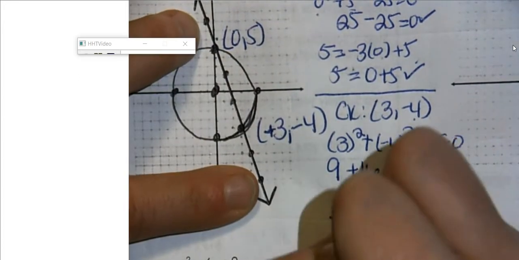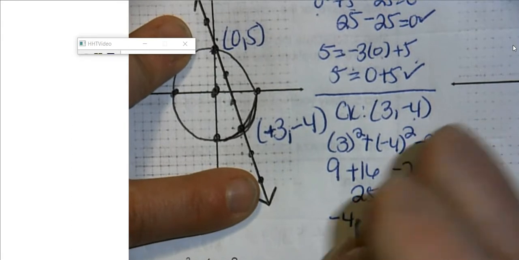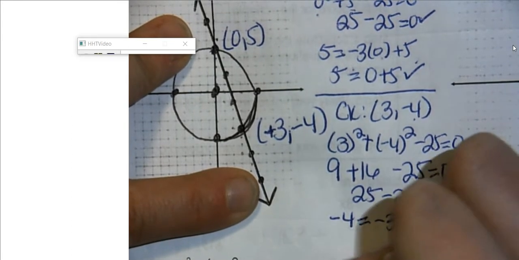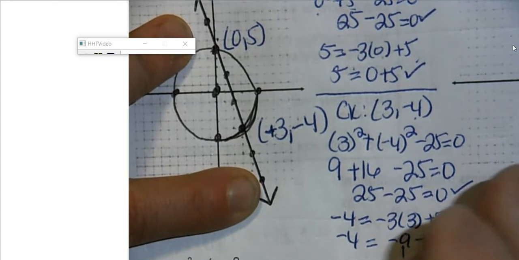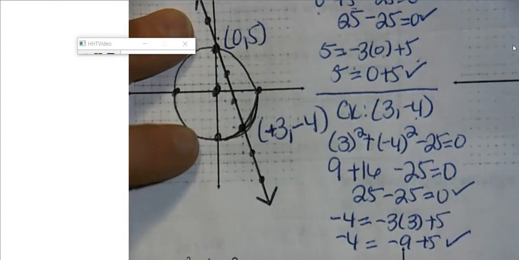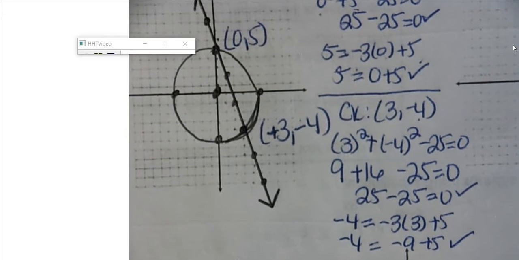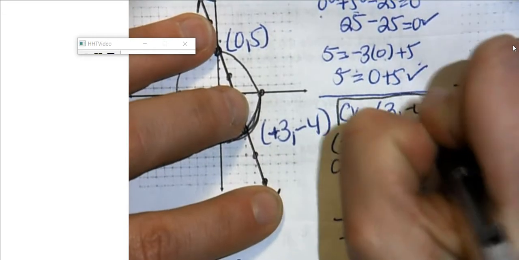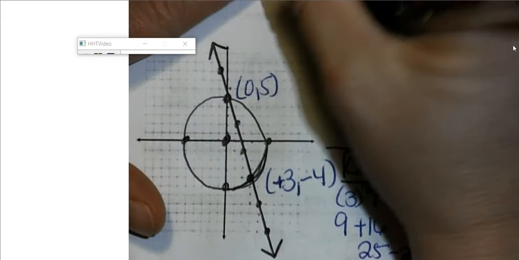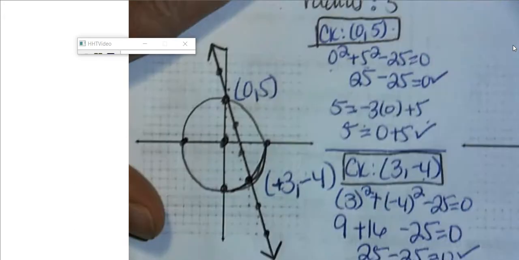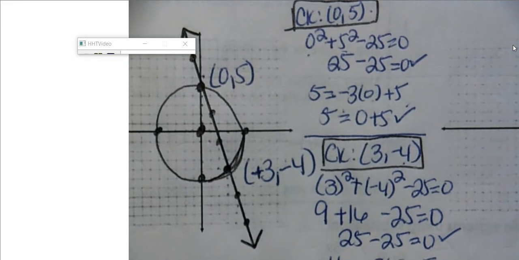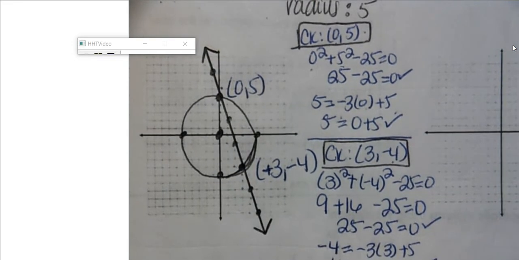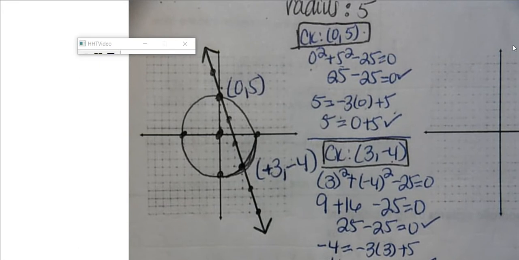So I need to show that negative 4 is equal to negative 3 times 3 plus 5. Is negative 4 equal to negative 9 plus 5? It is. So I have shown that both 3, negative 4 and 0, 5 are indeed solutions. So when you guys are doing your assignment, the expectation is that you are going to be checking your solutions in both of the equations that are given to you.